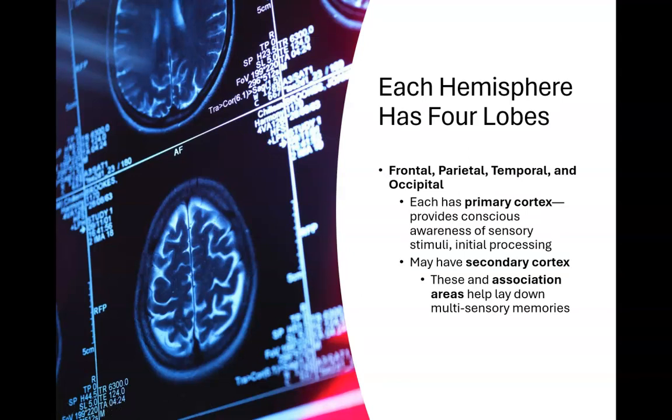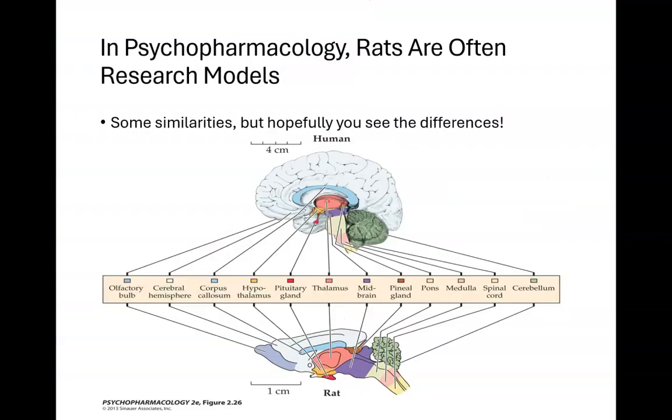Now, there may be a secondary cortex, and these and other association areas help process higher order information, more complicated information. They also integrate information from other parts of the brain and help lay down multisensory memories.